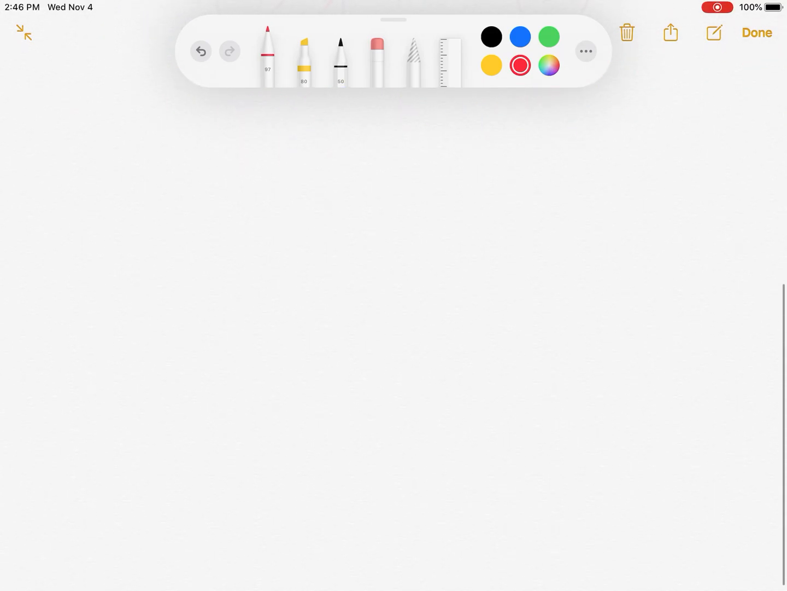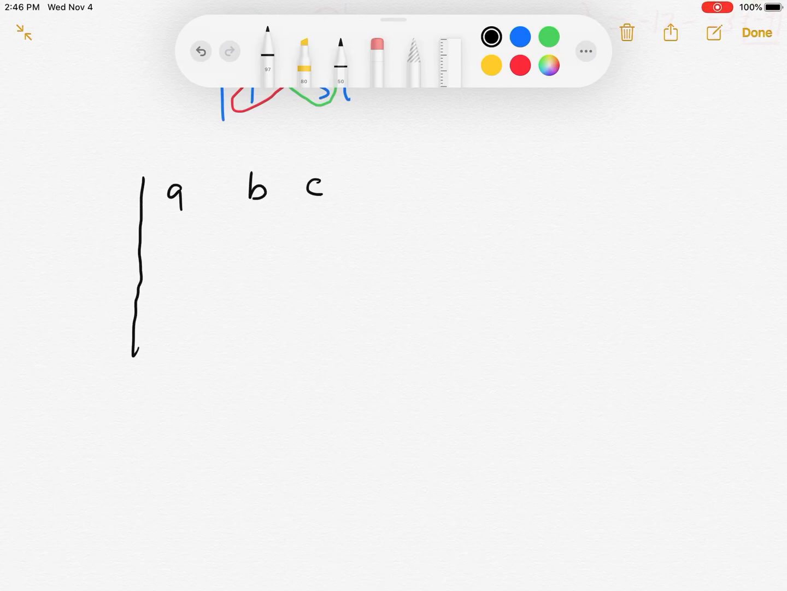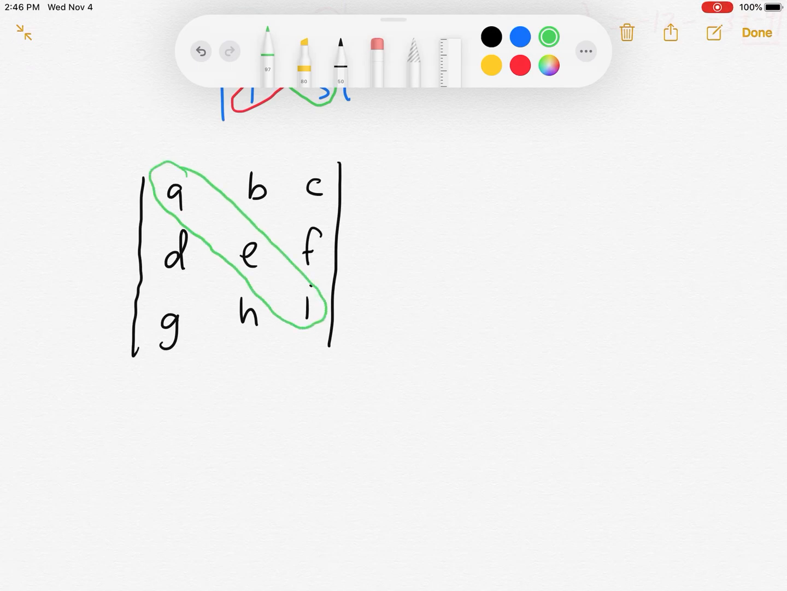Let's go ahead and try it with a higher order, meaning we'll go 3 by 3 this time. All right. Here in this matrix, we once again have our main diagonal, which I've been circling in green. Notice the elements in that this time are A, E, and I. However, that isn't the only diagonal that exists within this matrix. Notice we could have one that starts with B and F.